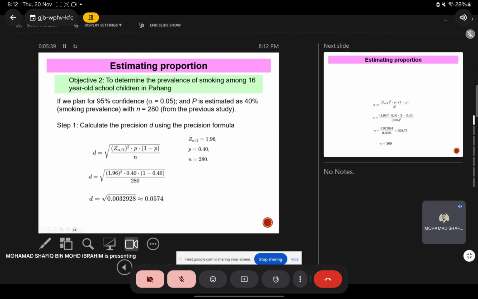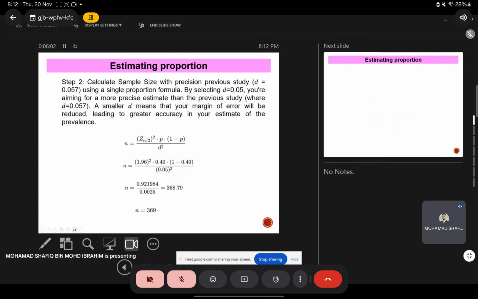0.0574. Now let's say I want to repeat my study, for example. At least I need this value, 0.0574. But let's say you think you can decrease the precision value, it will automatically increase your sample size. So basically here you come out with your sample size from the precision: 1.96 squared, 0.4, 1 minus 0.4, divided by the precision squared. Now you specify your precision to 0.05, and you round off the value to 369. So at least you need 369 to achieve this objective.